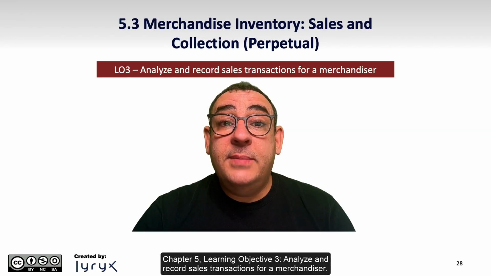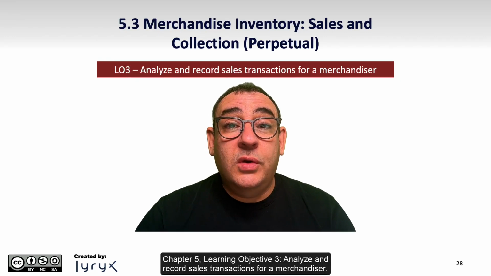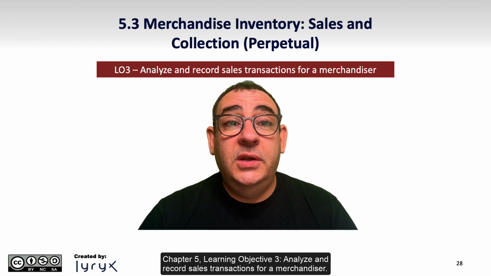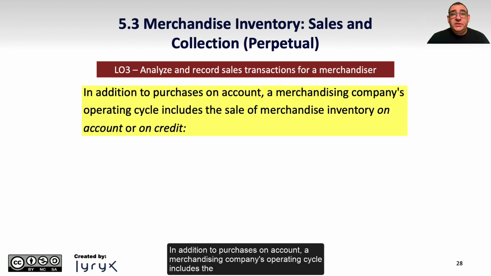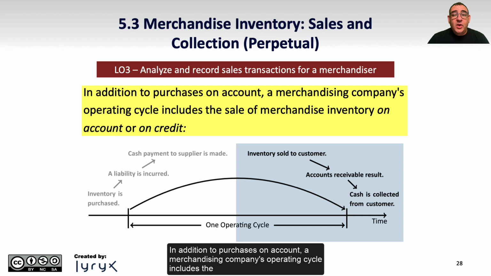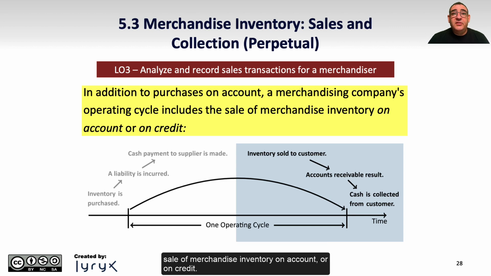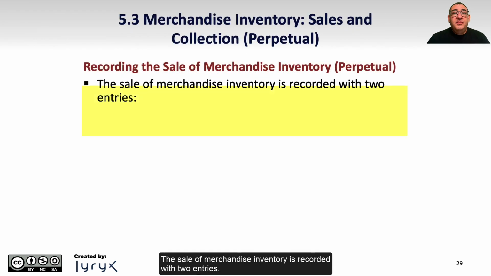Chapter 5, Learning Objective 3. Analyze and record sales transactions for a merchandiser. In addition to purchases on account, a merchandising company's operating cycle includes the sale of merchandise inventory on account, or on credit. The sale of merchandise inventory is recorded with two entries.